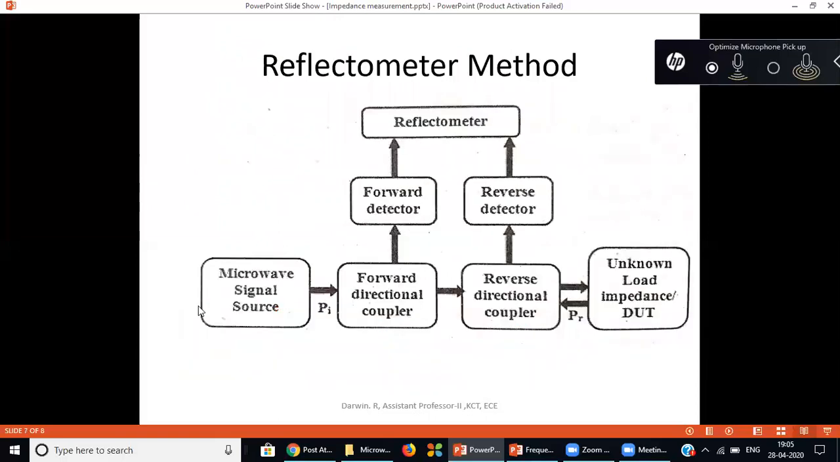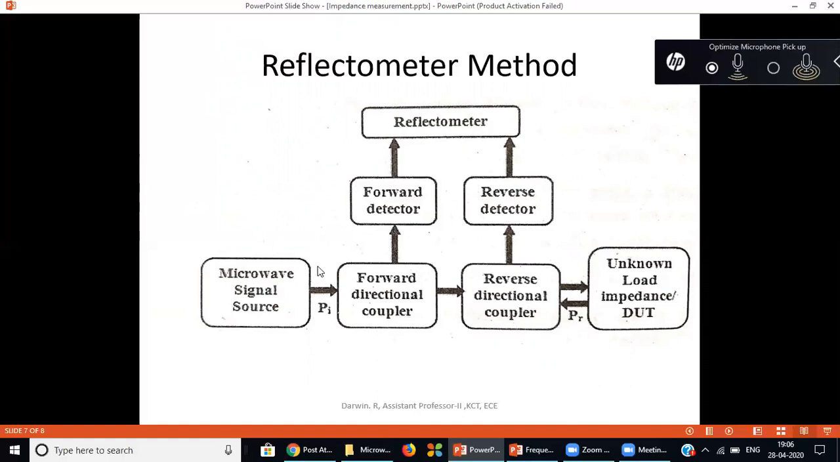So in this setup, the first one is the microwave signal source, which will generate the microwave signal, followed by the forward directional coupler, and the next one is the reverse directional coupler, and finally the unknown load impedance, or the device under test, for which we have to find the impedance. The forward detector is connected to the reflectometer from the forward directional coupler, and the reverse detector is connected to the reflectometer from the reverse directional coupler.